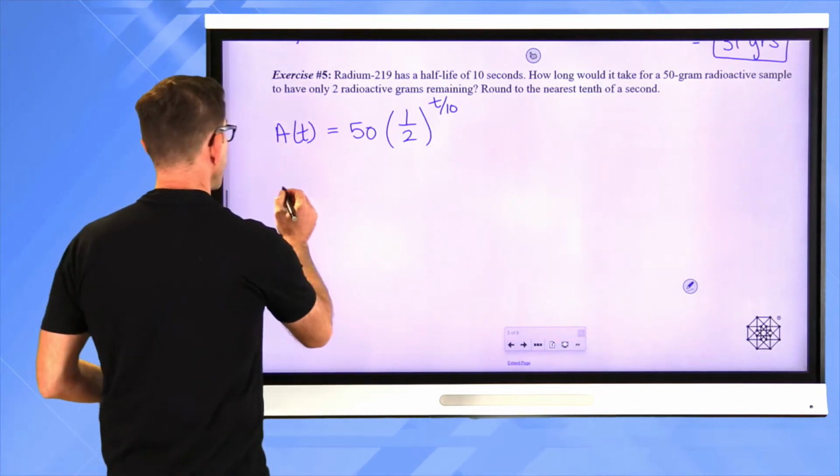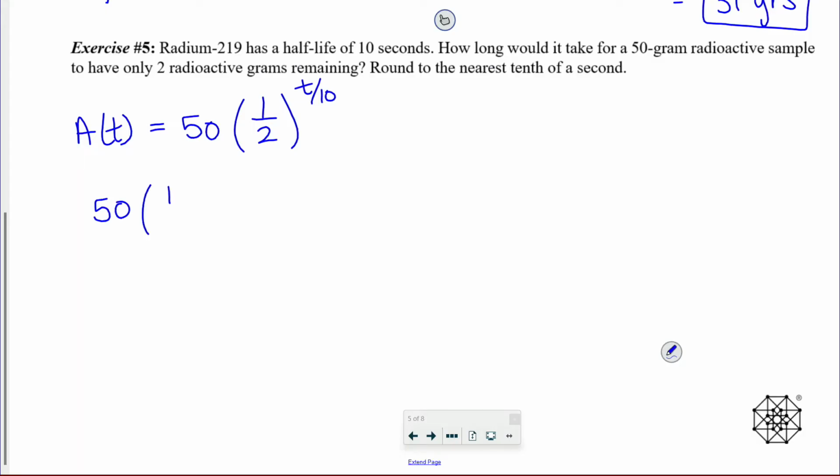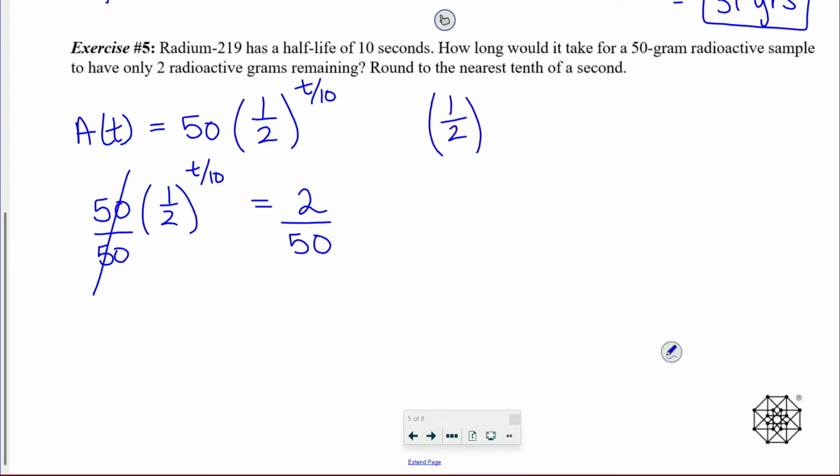Now what we want to do is set up and solve an equation. The equation that we're trying to solve is 50 times 1/2 to the t divided by 10 is equal to 2. Okay, so what are we going to do? Well, we're going to divide both sides by 50. And again, I could reduce 2/50ths to 1/25. I could then make that 0.04. There's a lot of things I could do, but I don't need to. I can just leave it like that. I have 1/2 to the t over 10 is equal to 2/50ths.